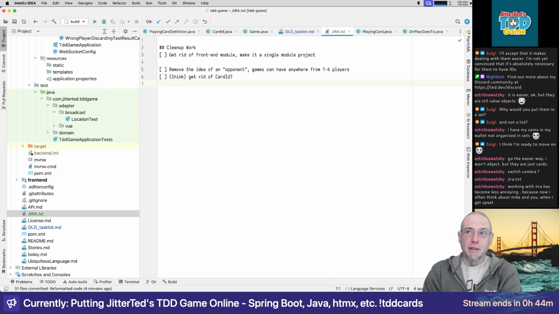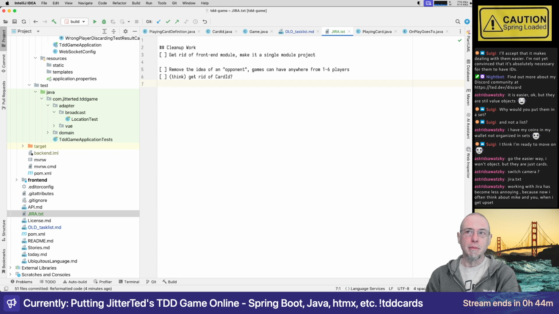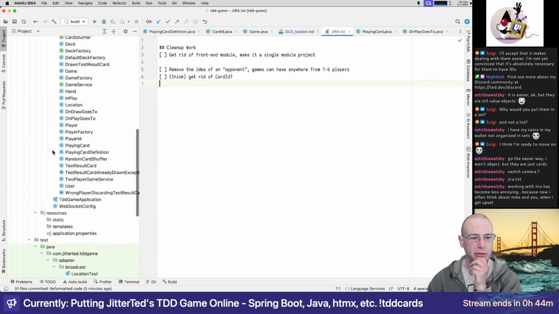Maybe get rid of the card ID, because maybe that's actually just getting in the way. It might have been easier for cross back-end, front-end communication. But since I'm not holding any state on the front end anymore, it might be easier. What else do I need to get rid of?